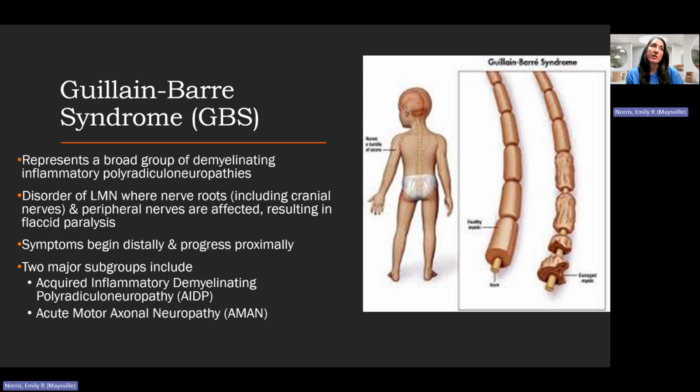So remember, one of the common signs when you have an upper motor neuron disorder can be spasticity. And if it's lower motor neuron, it is often flaccid muscles. The symptoms typically begin distally and progress proximally. There are two major subcategories, the AIDP and AMAN. The AMAN is purely motor, but it can progress and attack the respiratory muscles, which could cause respiratory failure.